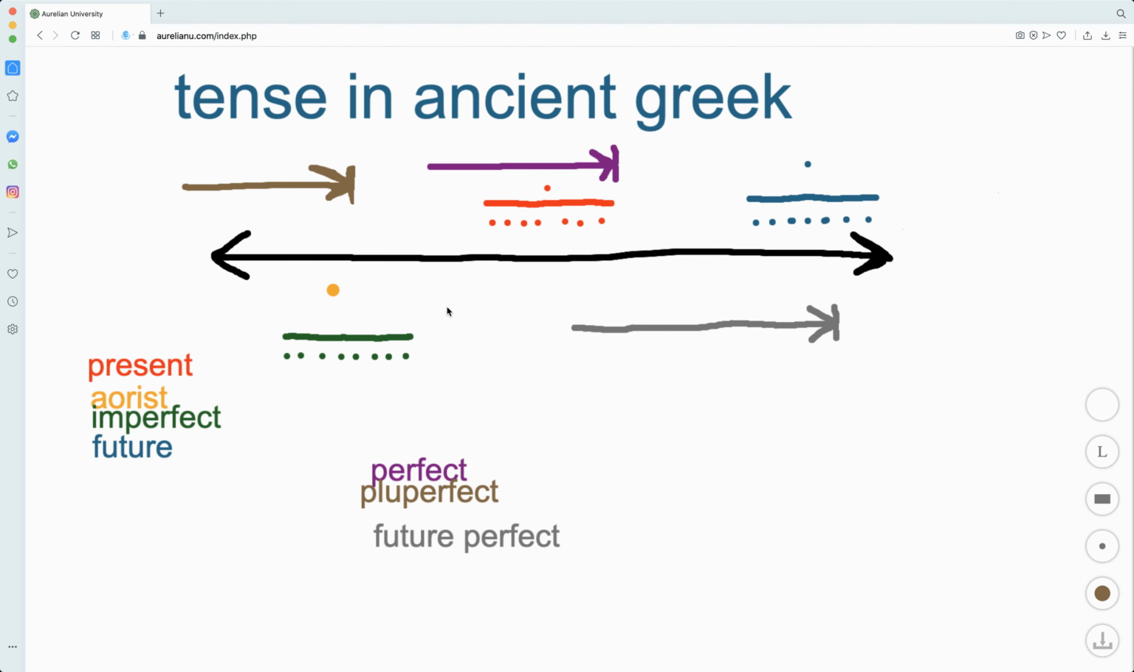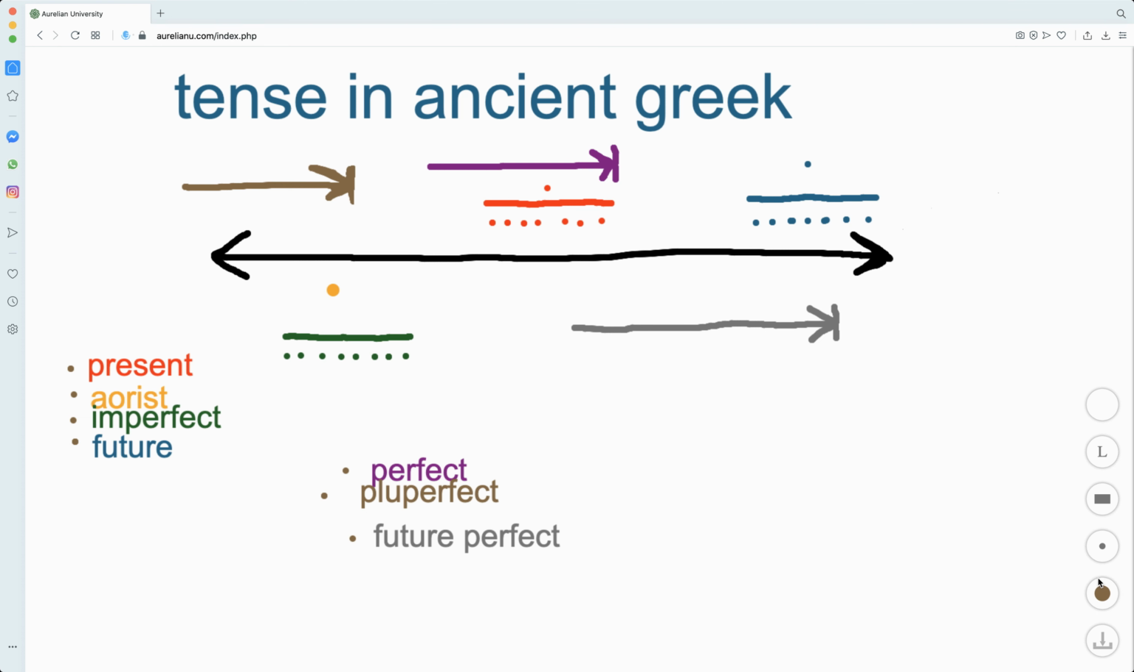Hi, in this video I want to go over how we would translate these tenses in Greek into English. And so we talked about roughly what they are, but I just want to go over translations. So first off, we'll start with the present. I've got this color-coded, so the red present, this is the red one right here.